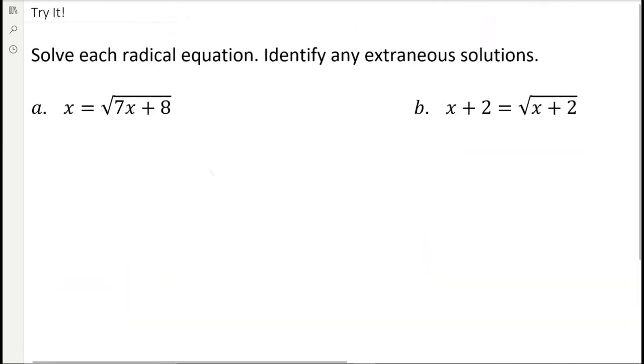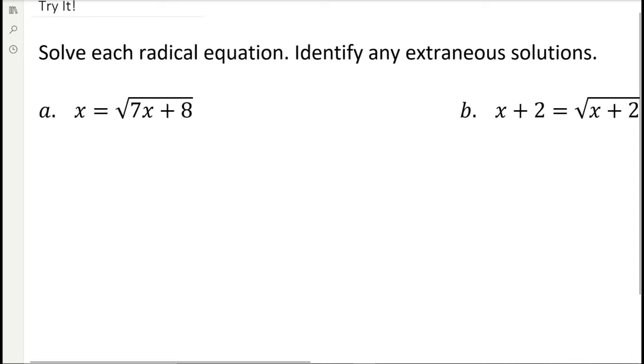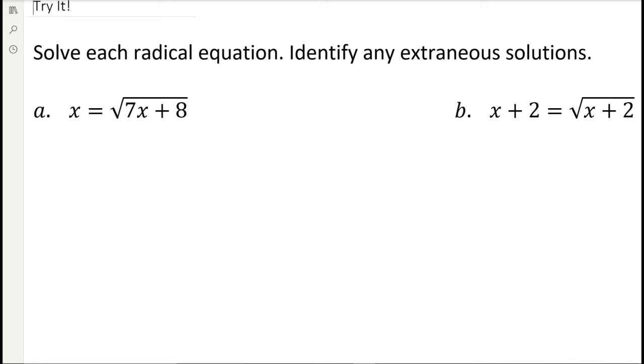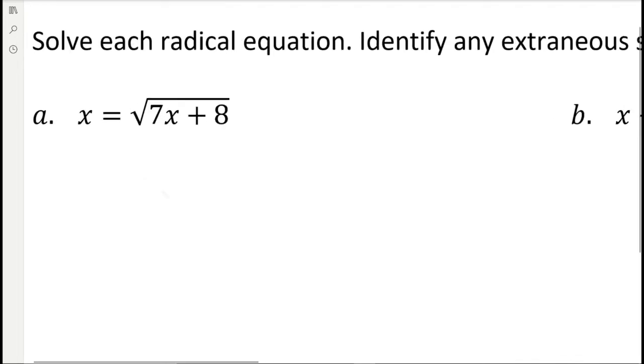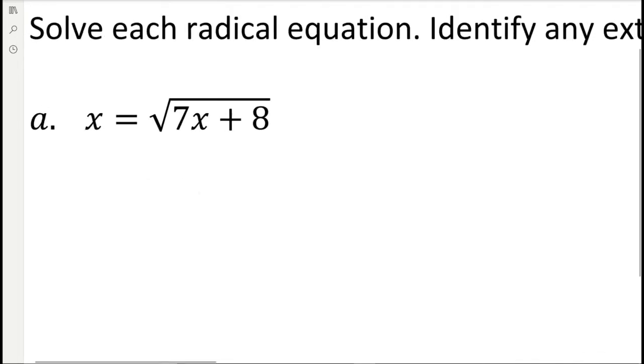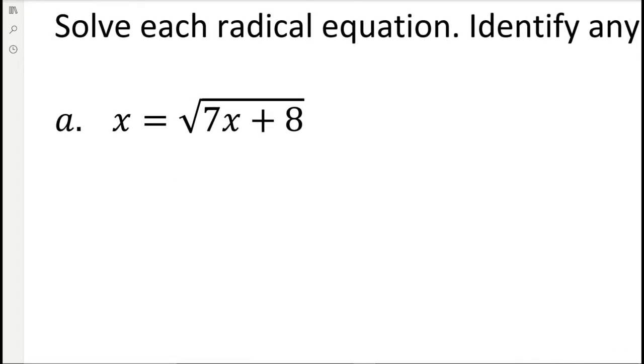Pause the video and try the following two problems out first. Alright, so let's take a look at the first problem. We got a radical with a non-radical variable on either side. Notice that the radical is already isolated, so I'm going to go ahead and just get rid of it right away. So I'm going to actually square both sides here to get rid of that.